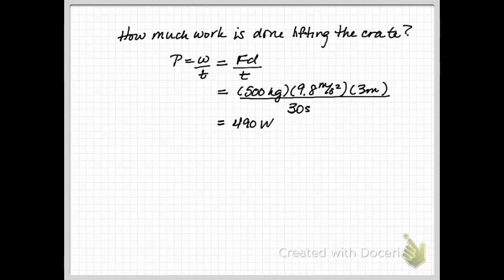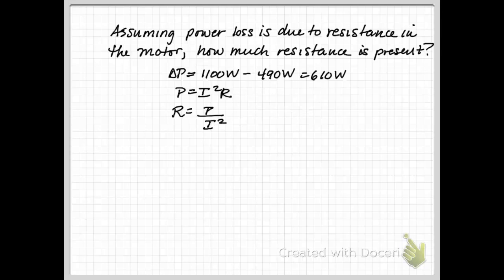So you can see that the work done was much less than the electrical work provided to the motor. So we're going to assume that that loss is due to some kind of resistance in the motor, and we're going to find out how much that resistance is. And so we take the difference in the powers and plug it into one of the power equations for electricity. And we end up with a resistance of 6.1 ohms in our motor.